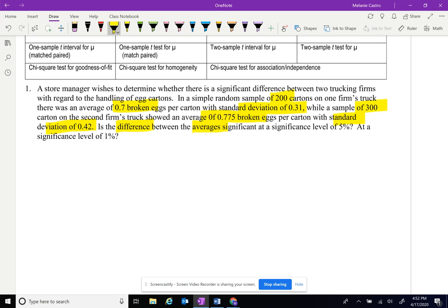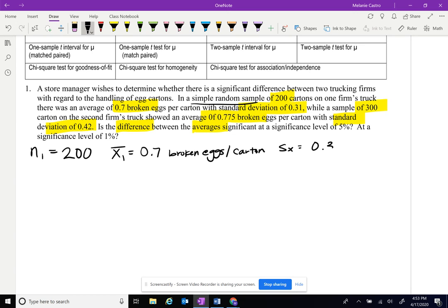All right, so it does help to know first off what type of information you're given. You're given two different samples, so I would use a subscript of 1 and 2. You have a simple random sample of 200 cartons from truck firm 1, so I'm going to do some subscripts of 1. They give you that in the first one, it has an average of 0.7 broken eggs per carton and a standard deviation of 0.31.